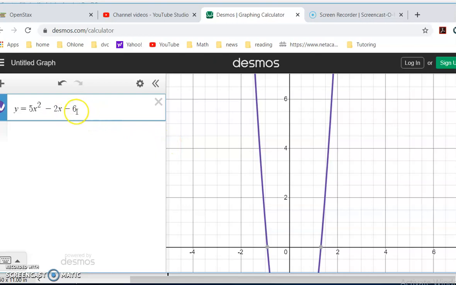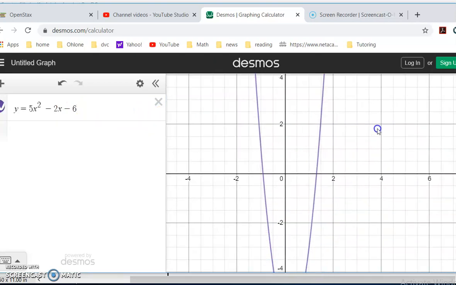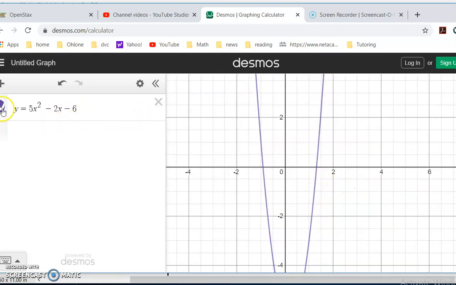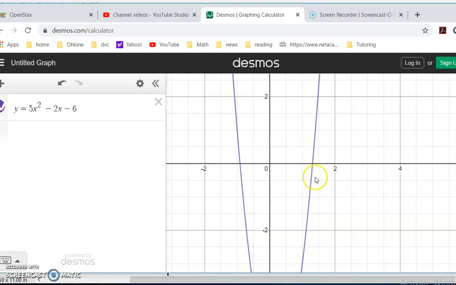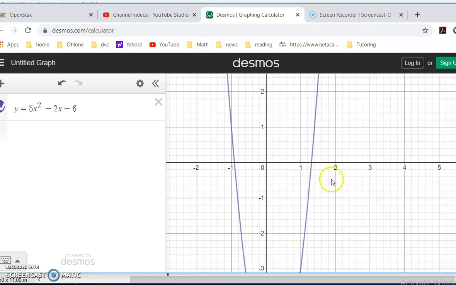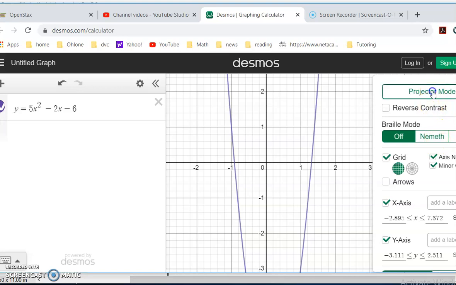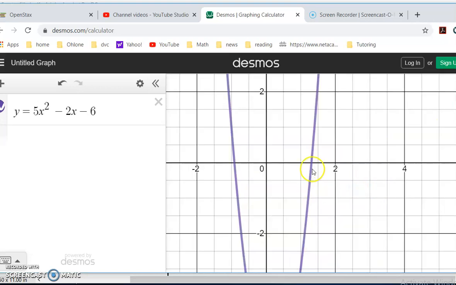So I don't type the equation equal to 0. I type y equal to 5x squared minus 2x minus 6, and Desmos will graph it. In our case, they graph it in purple. And we can zoom in by clicking on it, and it would show up. I can also show it larger with better contrast by using projector mode.